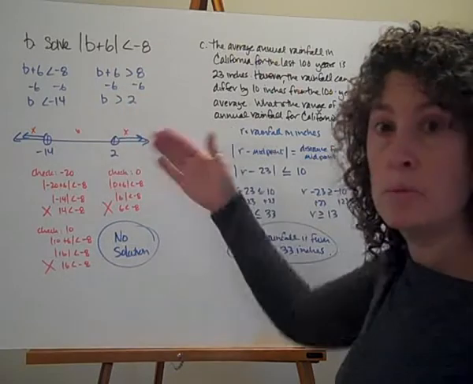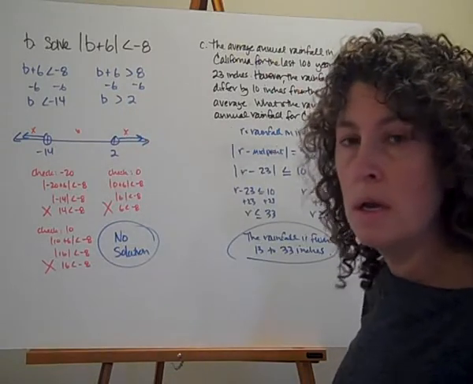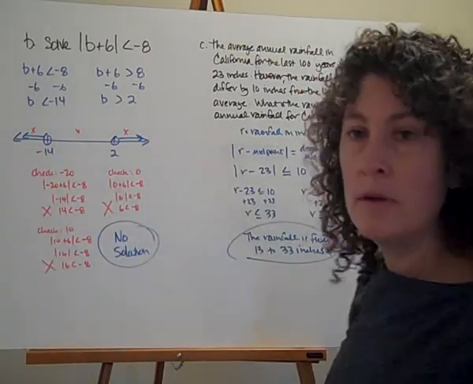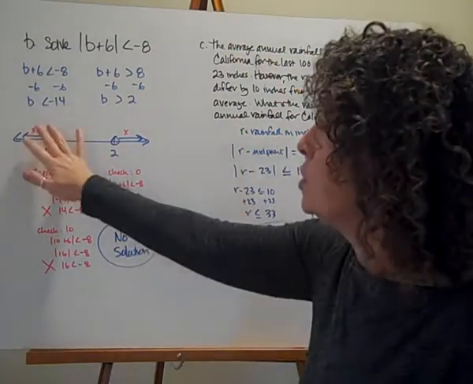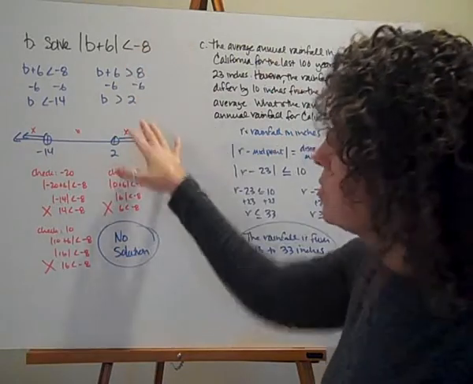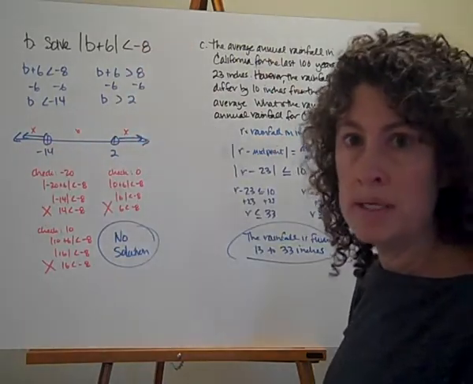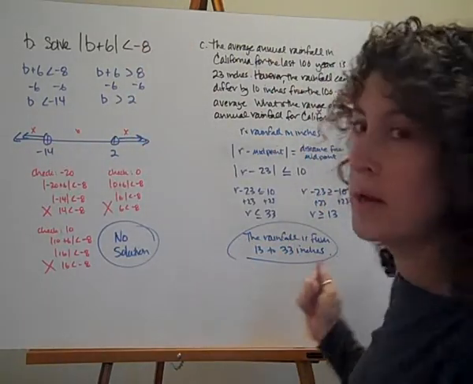So you can end up with some kind of weird, crazy solutions for this. We could end up with none of the number line working. We could end up with all of the number line working. We could end up with 2 sections or 1 section. So we want to take a look at that number line and see what makes sense. Last one we'll look at a word problem.